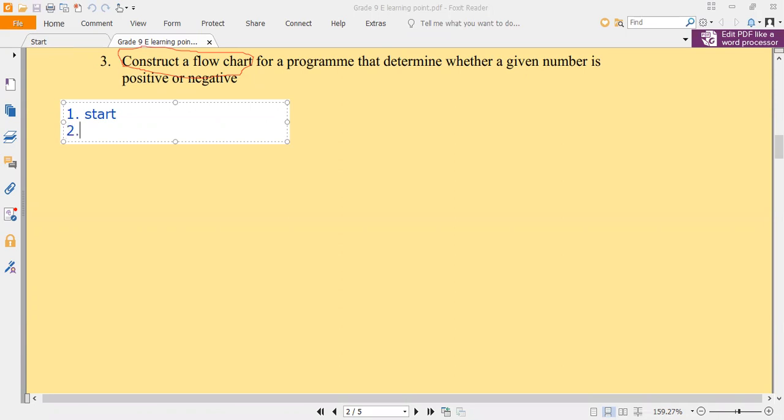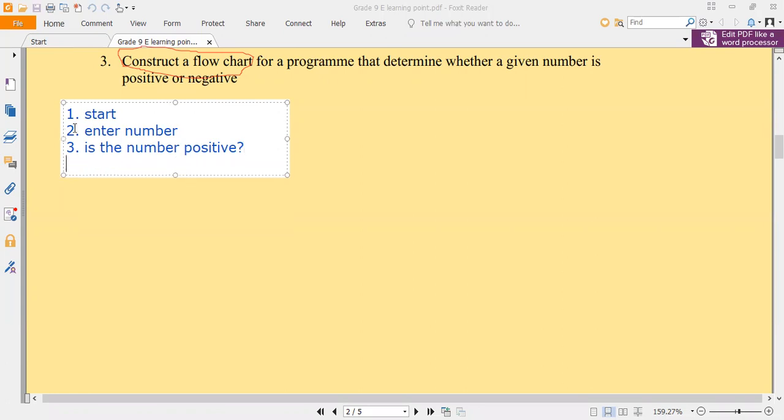Now, the second thing is we want to determine whether that number is positive or negative. We don't know that number. So the best thing that we need to do is just to enter the number. Now, when we enter that number, we don't know whether it is positive or negative. So we need to ask, is the number positive? We need to ask a question so that we know if that number is positive or not.